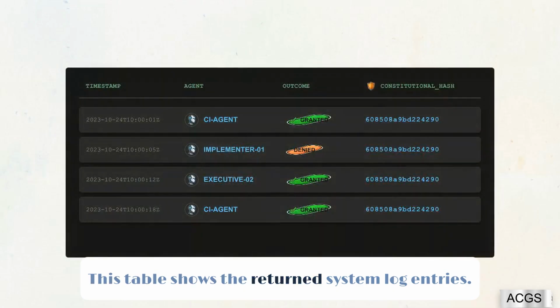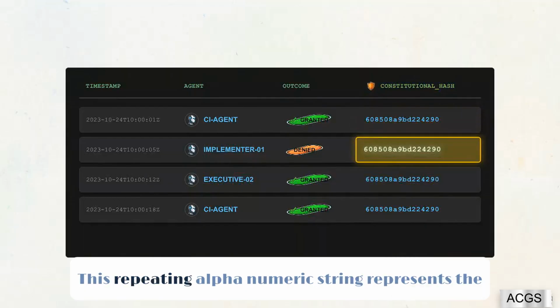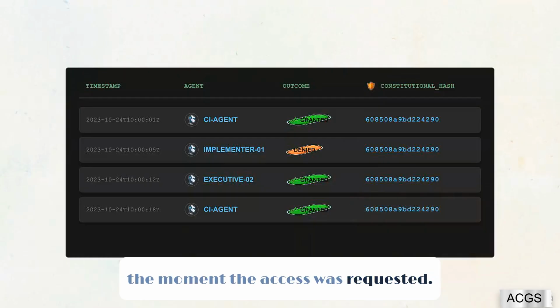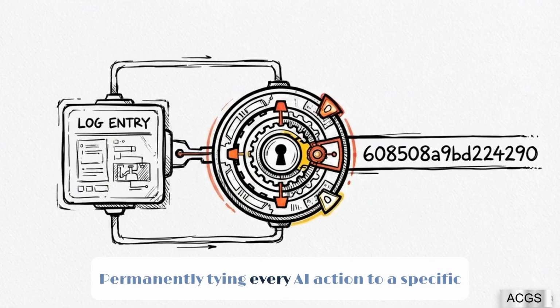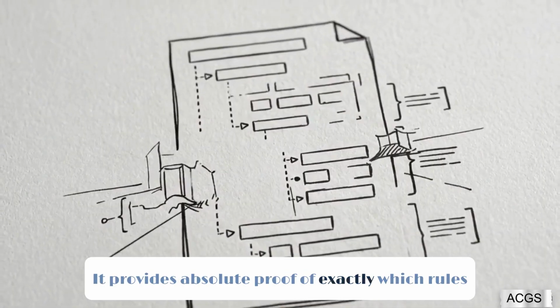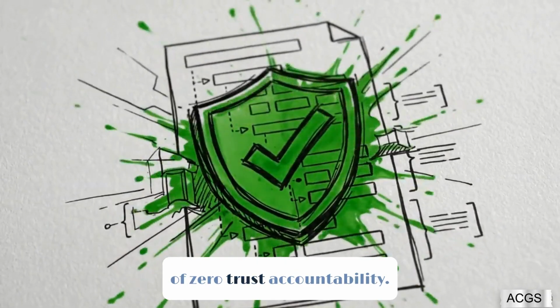This table shows the returned system log entries. Every single entry features a constitutional _hash property. This repeating alphanumeric string represents the exact version of the YAML policy that was in effect at the moment the access was requested. Permanently tying every AI action to a specific cryptographic hash eliminates ambiguity. It provides absolute proof of exactly which rules authorize the access, achieving a verifiable standard of zero trust accountability.